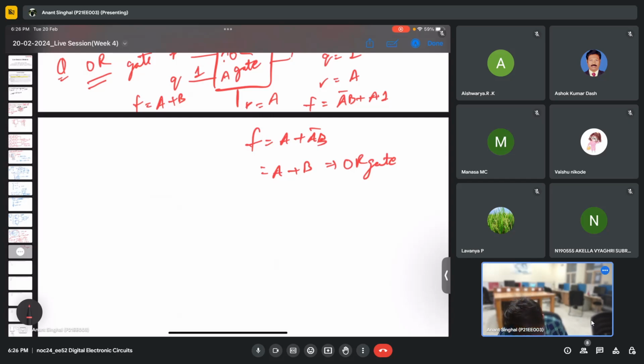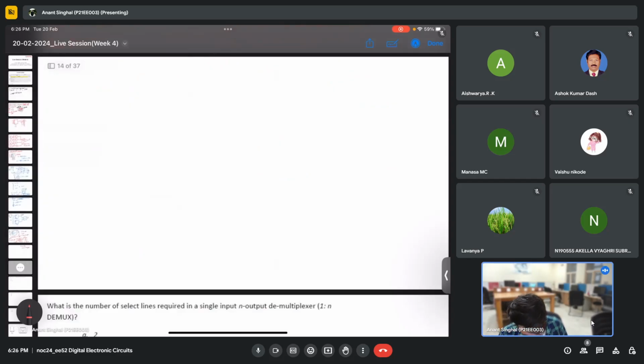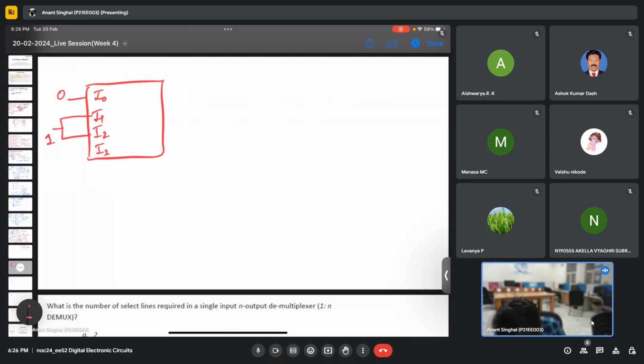Now let's do one more similar question. Let's make it a bit more complex this time. Let's say I have a 4 cross 1 mux. I have I0, I1, I2, I3. I have tied these two to 1. This is 0 and this is 0. Let's say the select lines are W and X here.